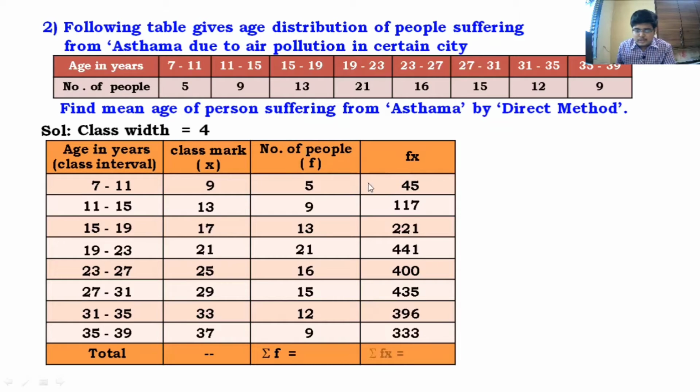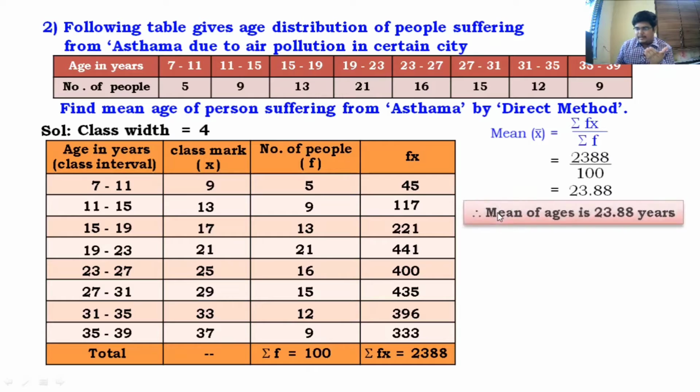So here guys, you should get summation f is 100 and summation fx is 2388. So here the division becomes very simple. Mean is summation fx upon summation f. So summation fx is 2388. Divide by 100, it's done. It's 23.88. So that's the final answer. Mean age is 23.88 years.